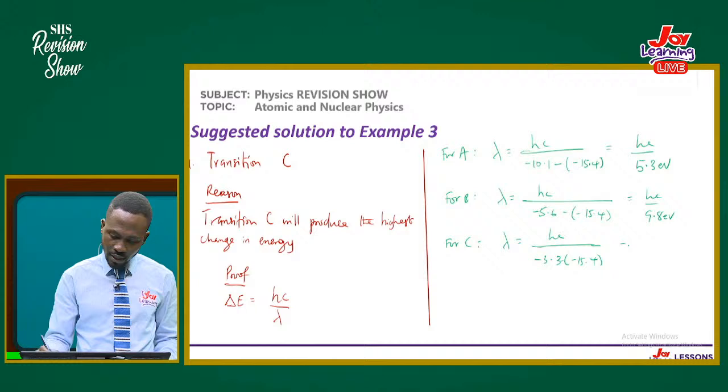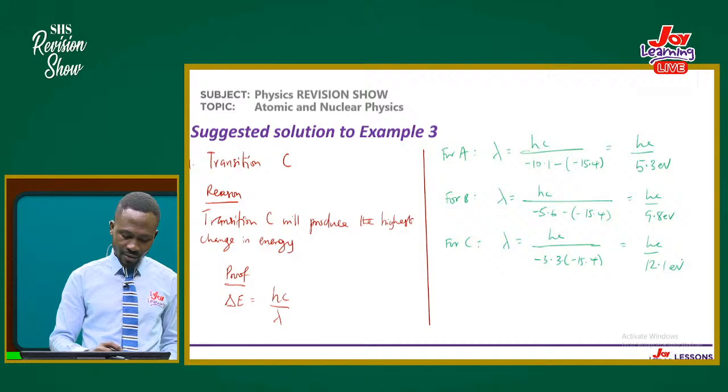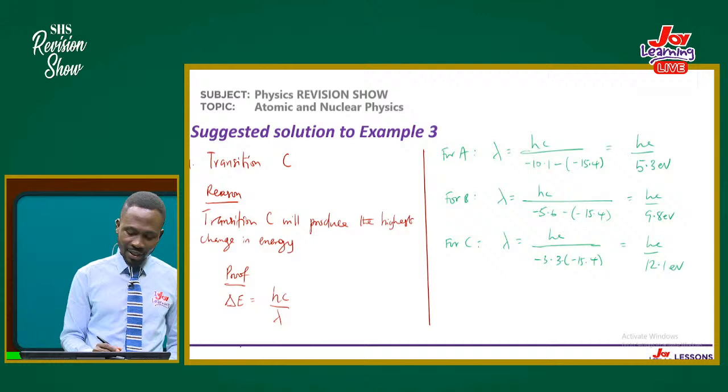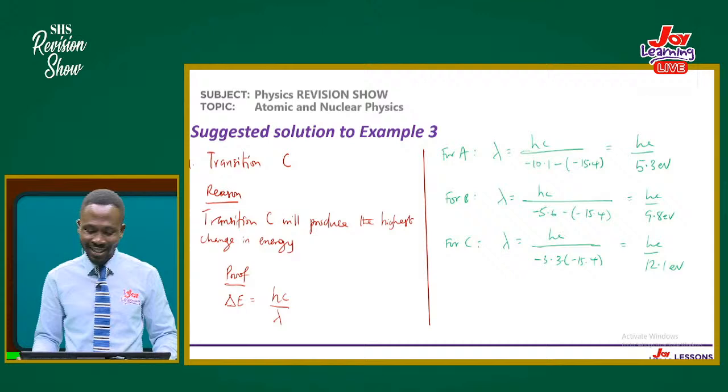So when you look at the energy, the one that will produce the highest energy, that will be transition C. That is the reason why transition C will have the shortest wavelength. Good. That's impressive. I applaud you tonight. You've really done a yeoman's job. Thank you so much for contributing.